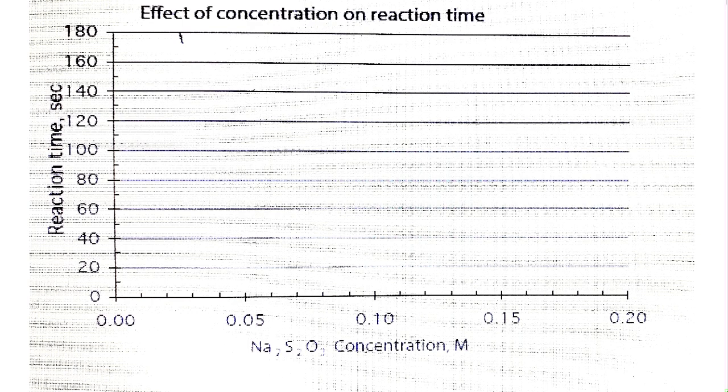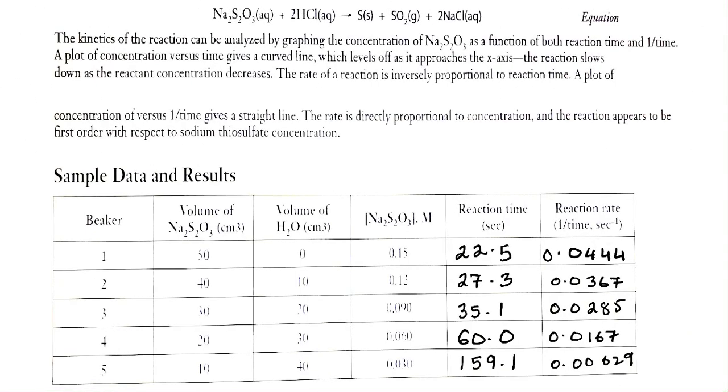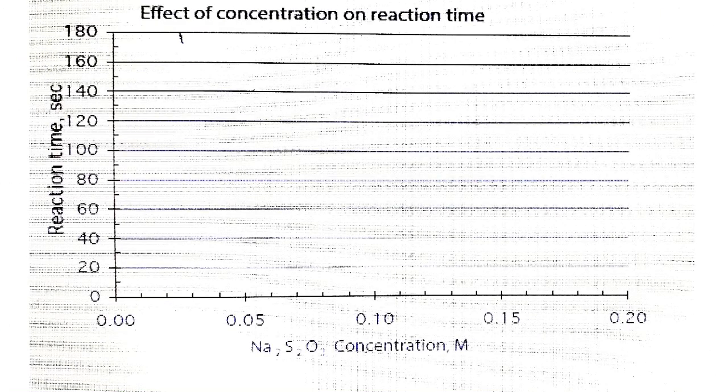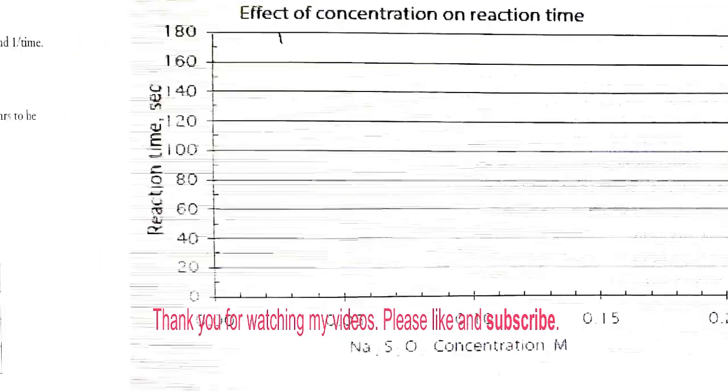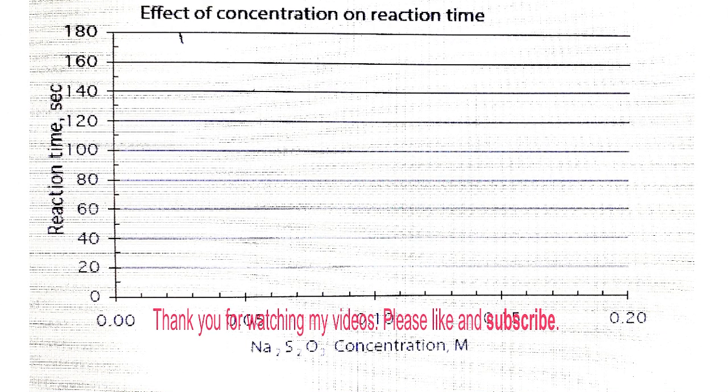Now if you make a graph of sodium thiosulfate concentration, that is molarity, against the reaction time, let's see how the graph will be formed. When we go back, we'll see that the concentration of sodium thiosulfate in the first one is 0.15, and the reaction time was about 22.5. So let's mark that. It will come to about here.